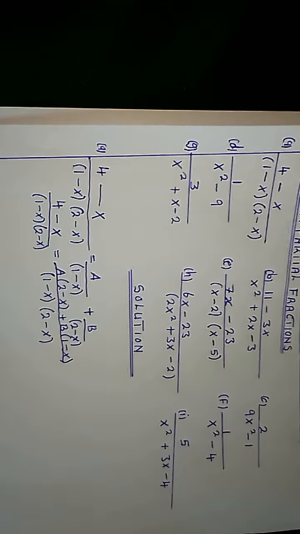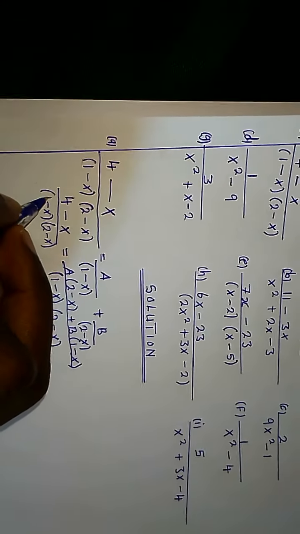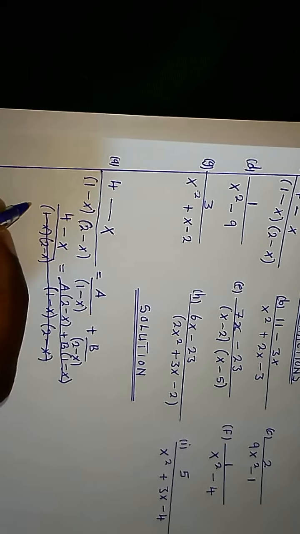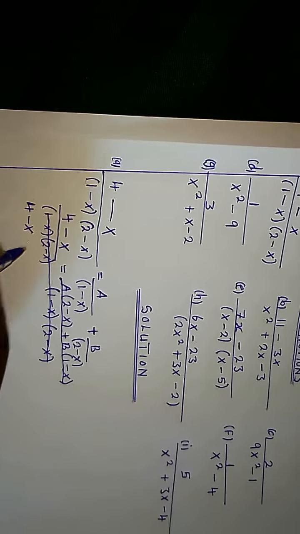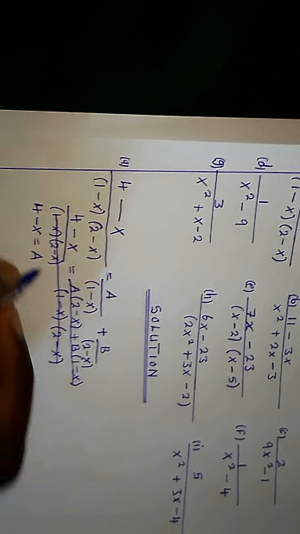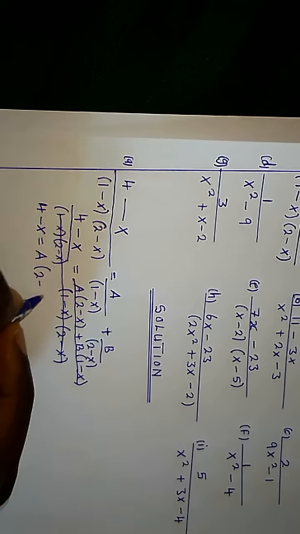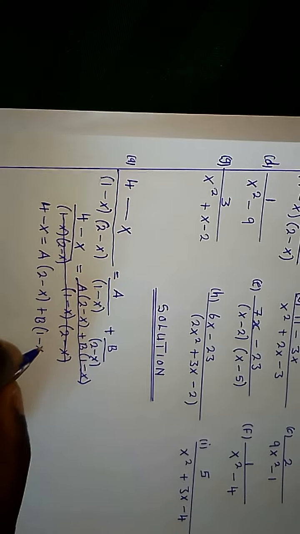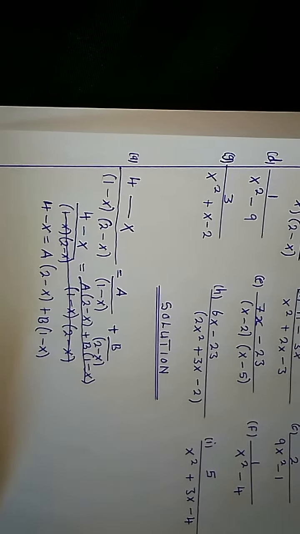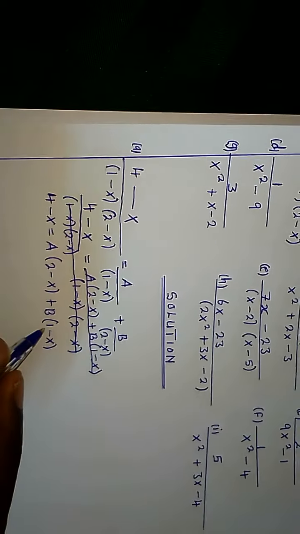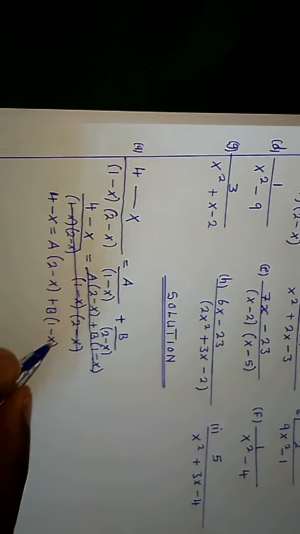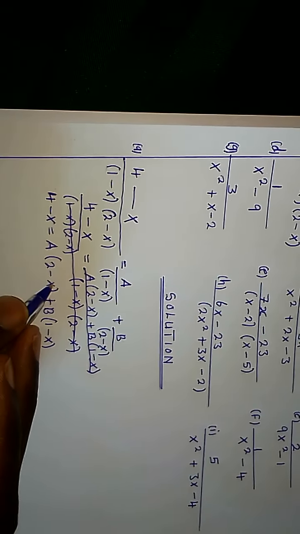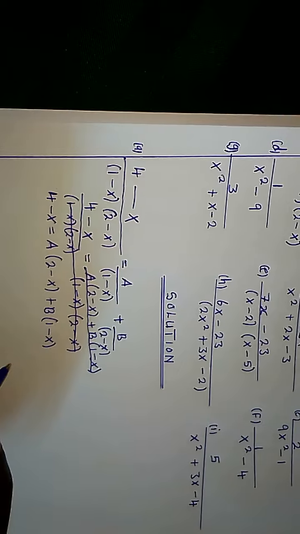When we reach here, you can cancel whatsoever is down here, so that you can remain with 4 minus x equal to A(2 minus x) plus B(1 minus x), like this. Now when you reach here, you are supposed to ask yourself a question. What number can we equate to x such that if we put a particular number at either this x or this x, one of them is going to be 0?